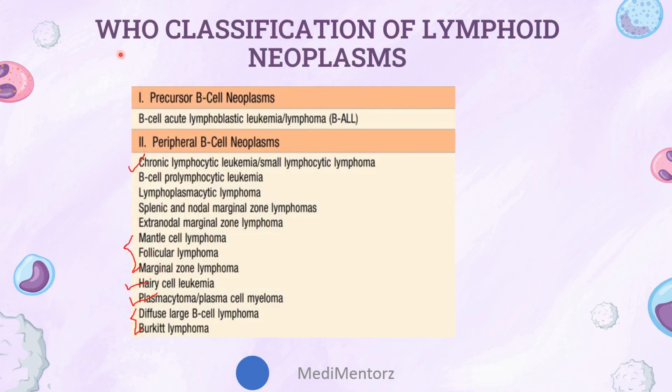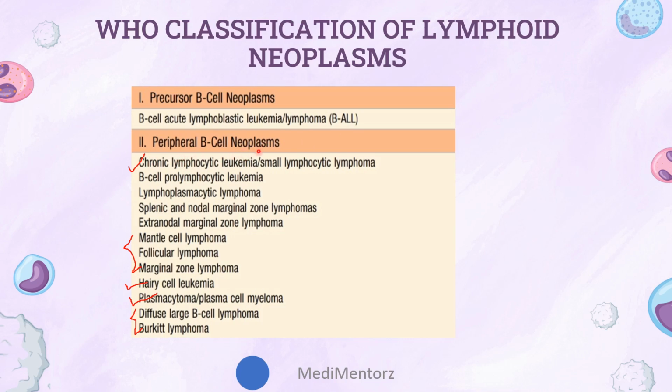So first, I'm coming to the WHO classification of the lymphoid neoplasms. In precursor B-cell neoplasms, I'm going to talk about the only important thing which you should know. From here you should only know which disorder belongs to which category, because sometimes in MCQs they may ask which of the following belongs to peripheral B-cell neoplasms, or which of the following belongs to peripheral T-cell neoplasms. So you may get some questions like this in your MCQs. In precursor B-cell neoplasms, we have B acute lymphoblastic leukemia.